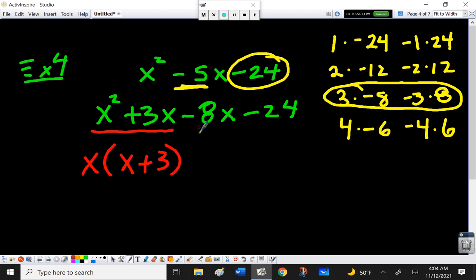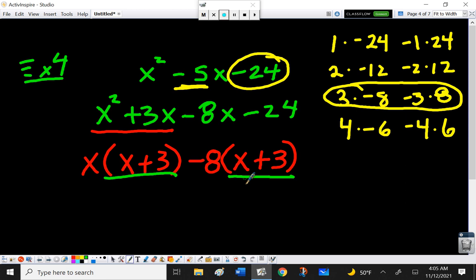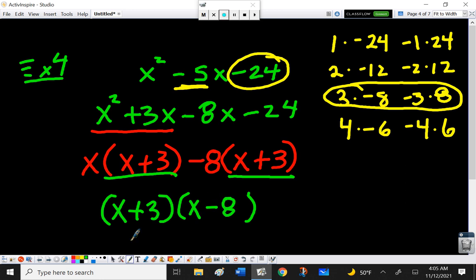Now the common factor here, we have to again be very careful. We're going to factor out a negative 8. If we factor out a negative 8, we'll be left with x. And negative 24 divided by negative 8 is going to give us a positive 3. We're left with a common factor of x plus 3. And whatever's not inside that parentheses is going to be inside this set of parentheses: x minus 8. And we have our final answer.